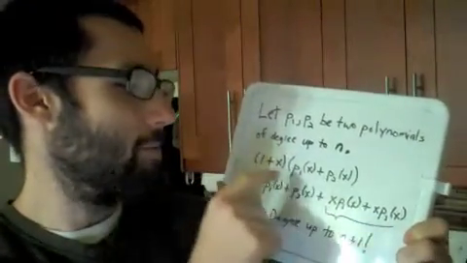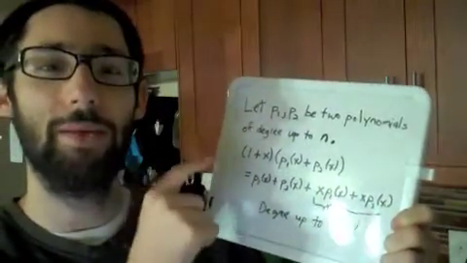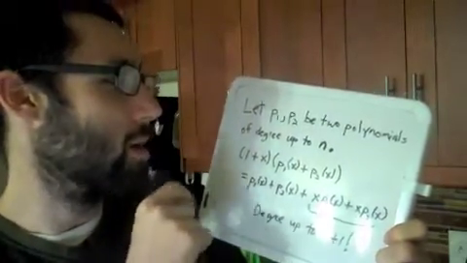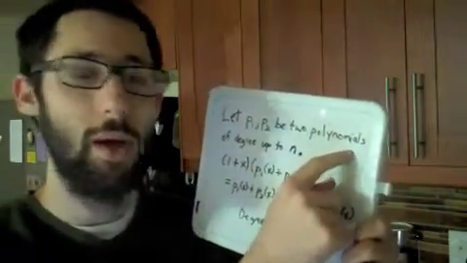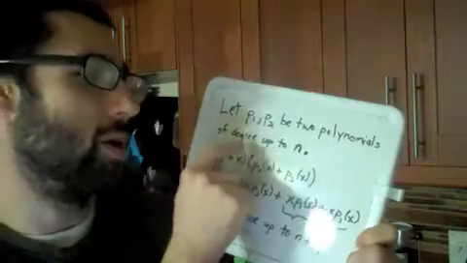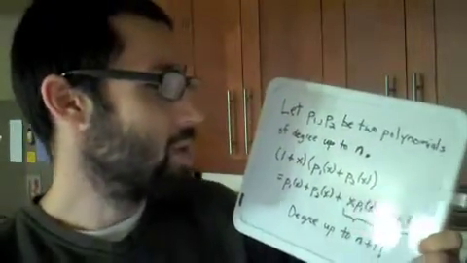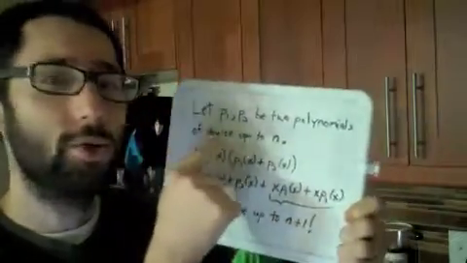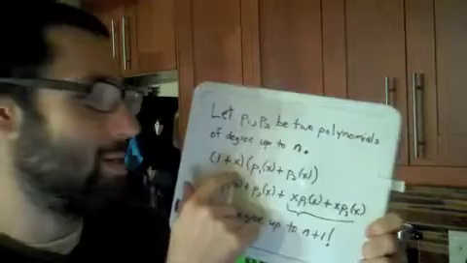So in order to add two polynomials together, we need to define them or create them. And so we say let P1 and P2 be two polynomials, and we specify that they are degree up to n, for some n. So now that we've created two polynomials, we can add them together and multiply by 1 plus x and see what happens.